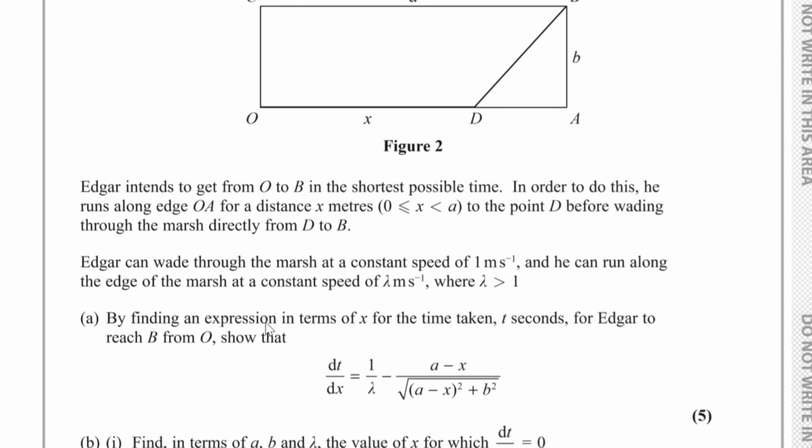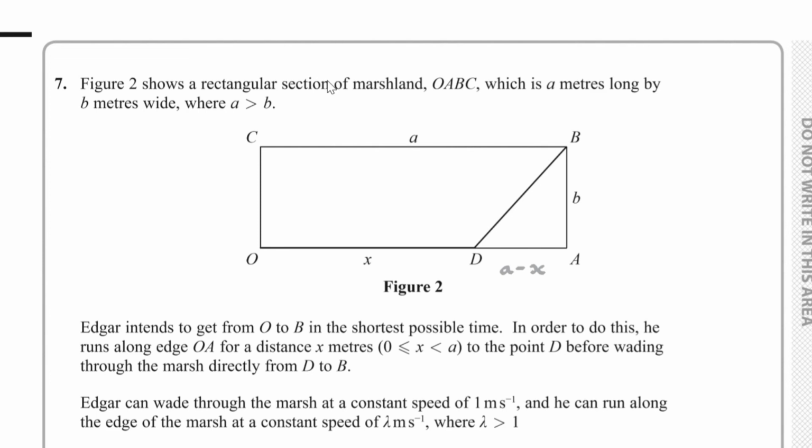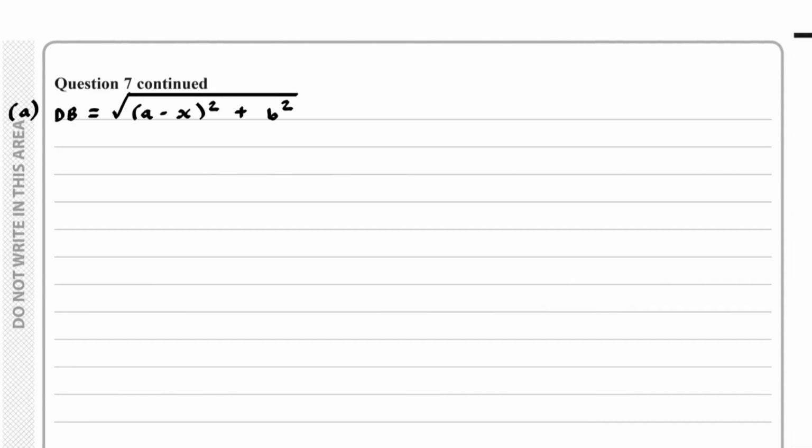And for part A, by finding an expression in terms of x for the time taken t seconds for Edgar to reach B from O, we have to show that dt over dx is equal to 1 over lambda subtract a minus x over the square root of a minus x squared plus b squared. Now, first of all, we can see that the distance DA is a subtract x. And now we can use Pythagoras to find out what DB is. So, using Pythagoras, DB is equal to the square root of a minus x squared plus b squared. And now we can find the time.